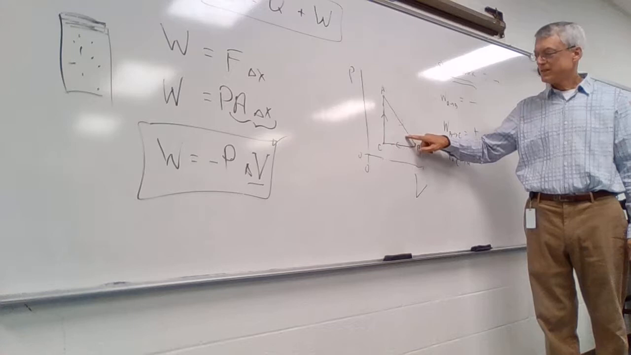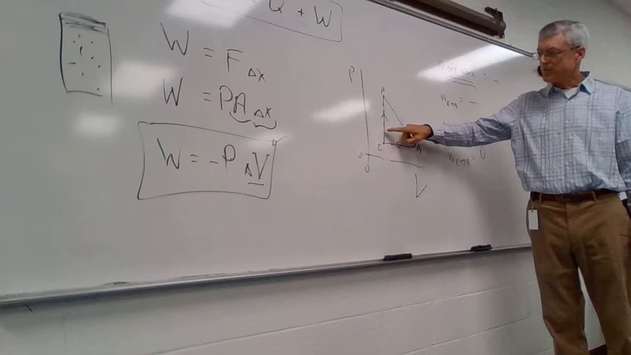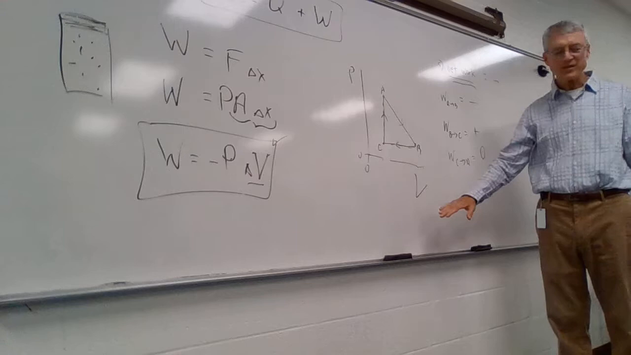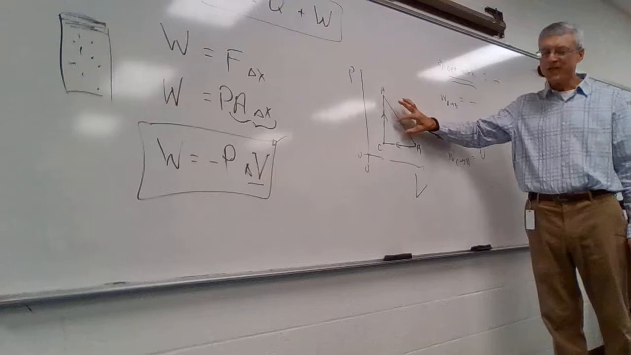So the net work can be found just as the area of the triangle, not all the way down to the x-axis. See, that would be from A to B. But the work done from A to B to C back to A is the area of the triangle. That's it.